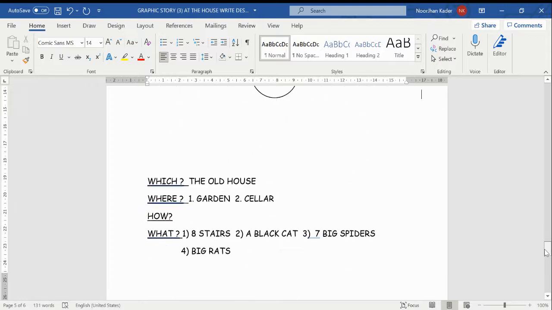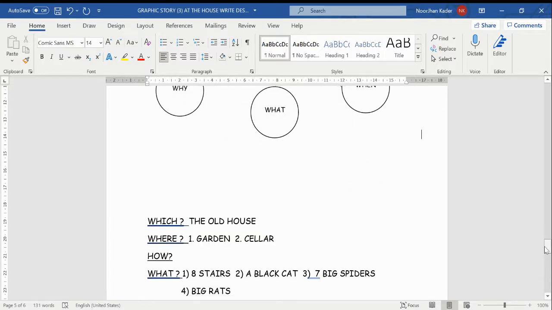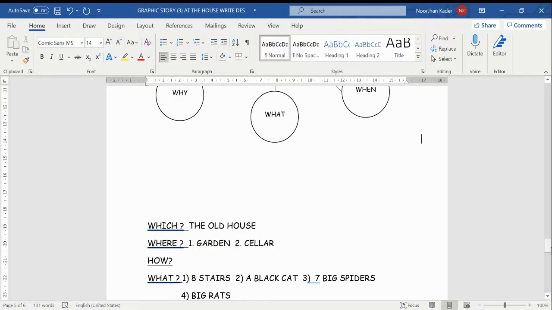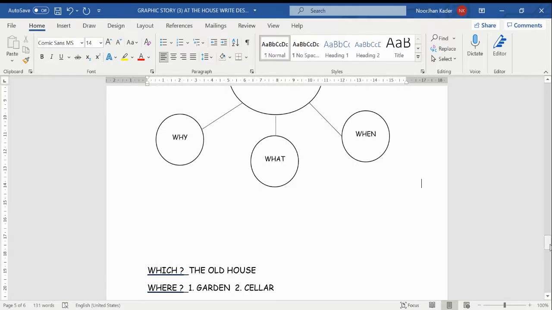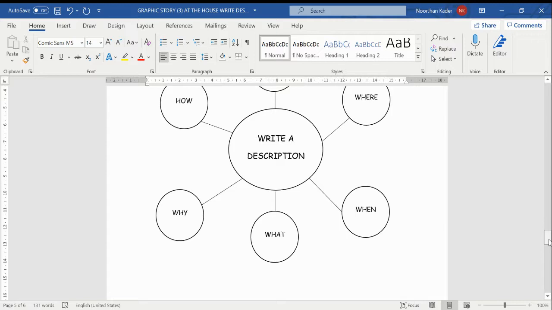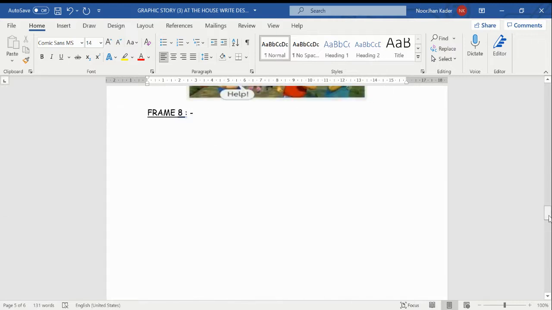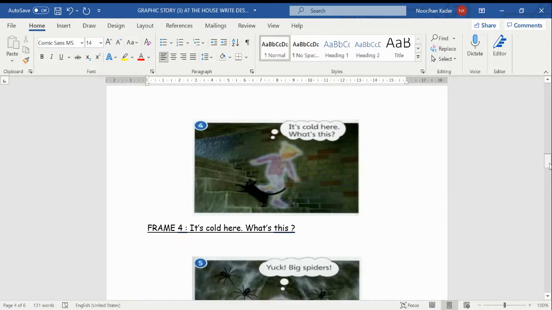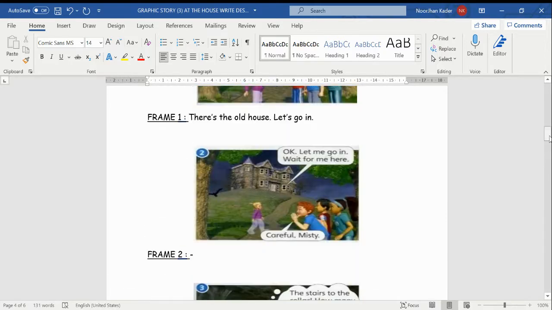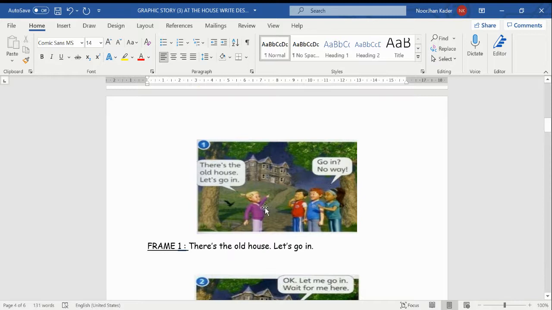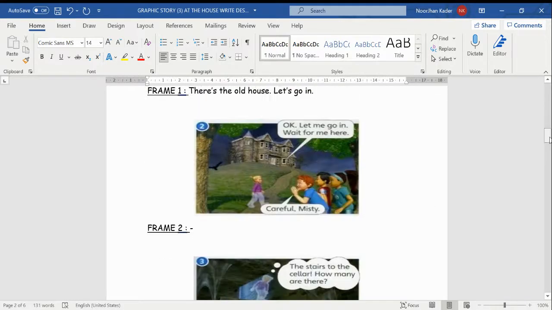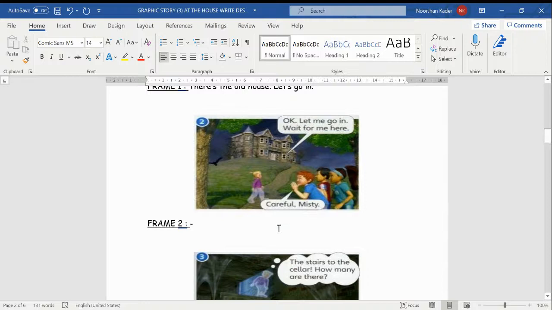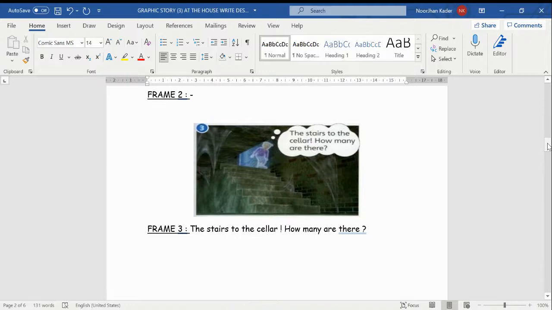Okay, how. Yes, there is a question, how, and we need to see whether this question how has got any answers from the descriptive sentences here. The 5 descriptive sentences here. Let's see. Or maybe the picture. Okay. Frame 1, that's the old house. Let's go in. How? Remember, the question is how. Okay, frame 2, there's no description, so we don't have to worry about frame 2.